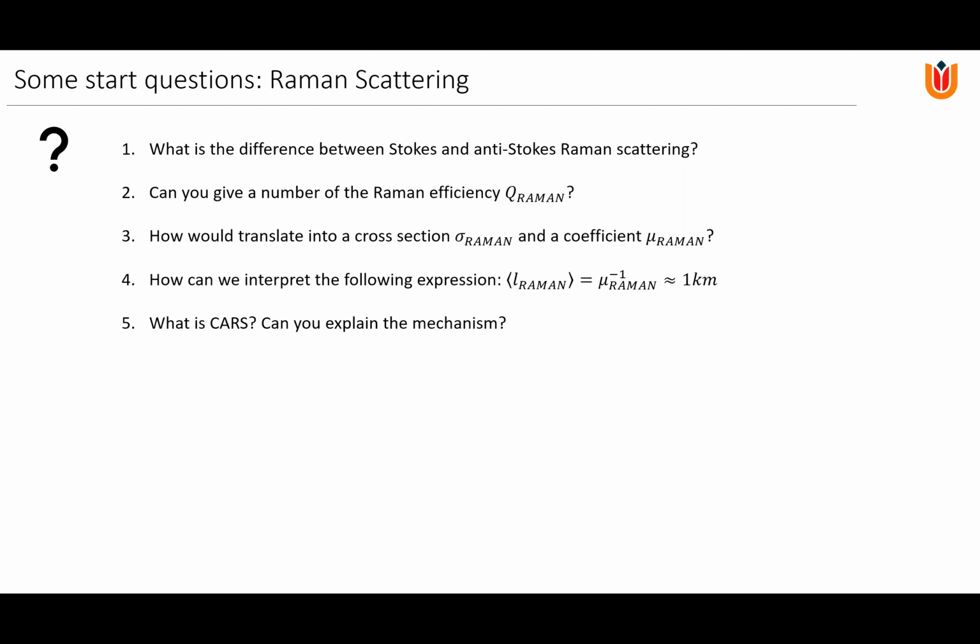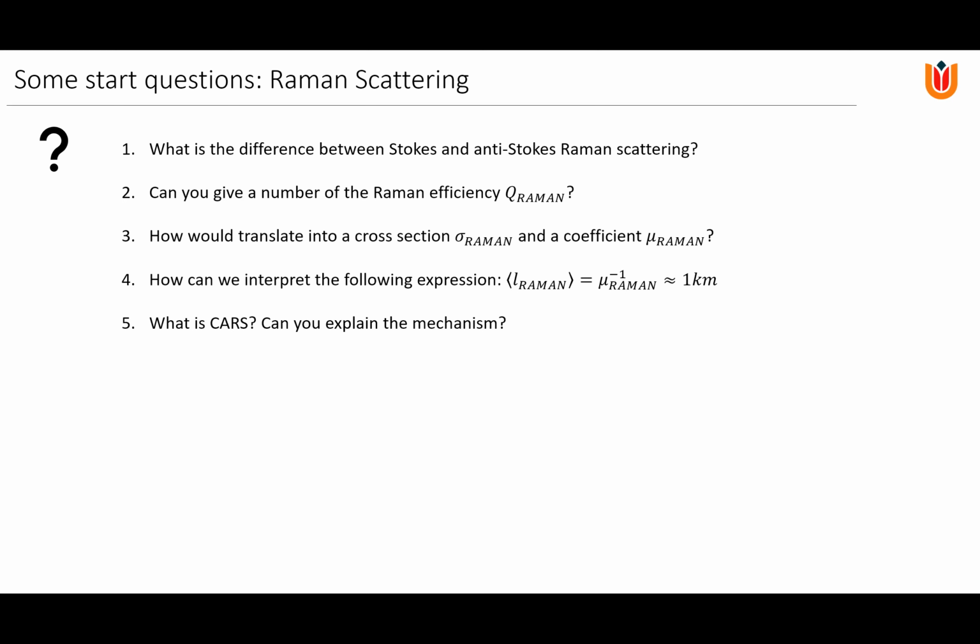And then for the coefficient, basically we're scaling up. We started out with an efficiency that we converted into a cross section. But now the question is what about mu? It's rho times sigma. Exactly true. And then of course the question is what is rho? Rho is the density.